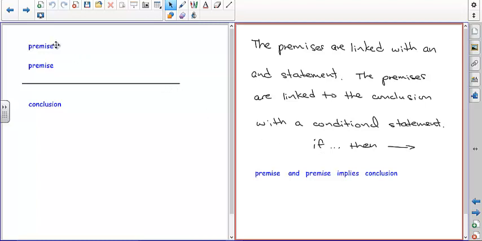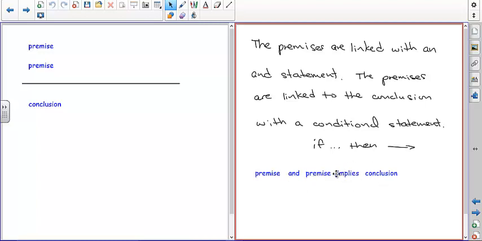So again, I'll use that example. If he studies hard, then he will get an A. That's the first premise. He studies hard. That's the second premise. Therefore, he will get an A. So I'm not using the word if-then, but I'm going to use the rules for the if-then statement in constructing the entire logic argument. So we can say premise 1 and premise 2 implies the conclusion.